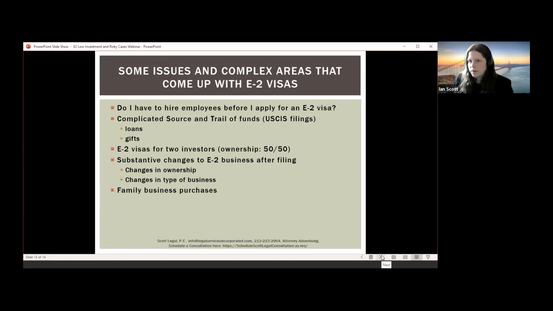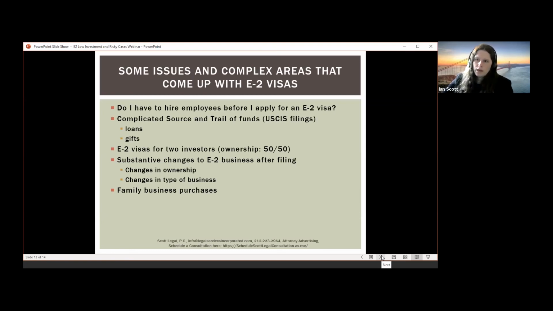Other things that come up: complicated source and trail of funds. For USCIS filings, as I mentioned, you'll need an exact dollar for dollar accounting. So if somebody gifted you the money and it came through multiple accounts and they can't really show you where that money came from, that's really not going to work for a USCIS filing. Even if you get a gift, you need to have a gift letter, but you also need to explain the source of that gift. So if somebody gave you a gift and they had sold their property to give that to you, you would need proof of the sale of property, proof of the gift giver receiving the money, proof of them transferring the money to you, and you would need to document every stage of that process clearly.